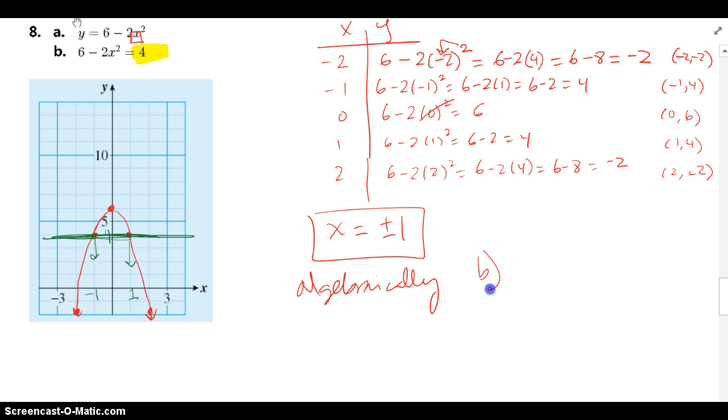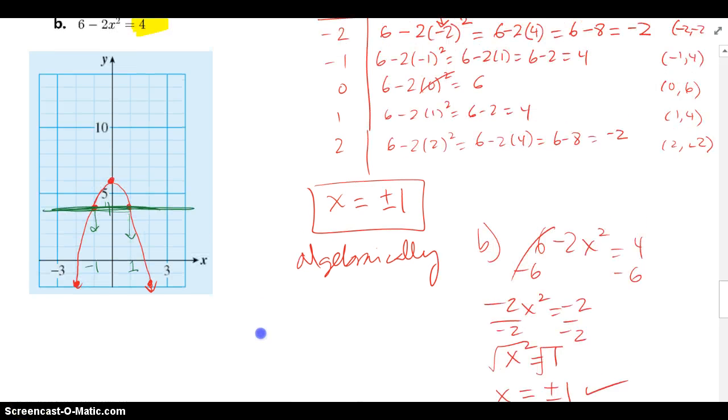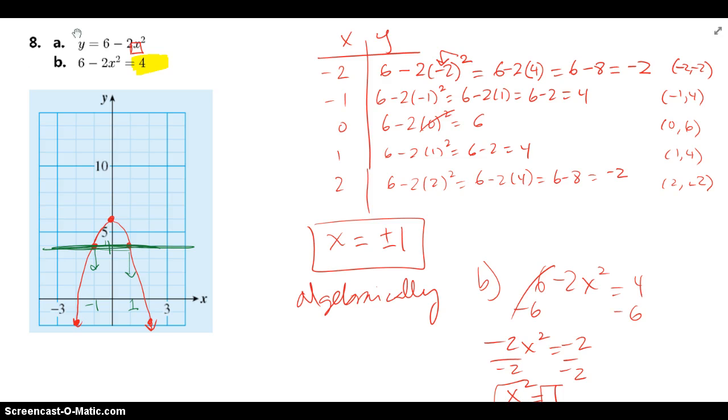Let's take part B and isolate the x squared quantity. That's going to be negative 2x squared equals negative 2. Divide both sides by negative 2. X squared is equal to a positive 1. And if I square root both sides, watch what happens. I get the answer that I got graphically, plus or minus 1. So this time my graph was pretty accurate.